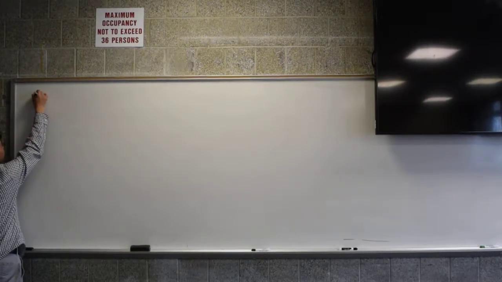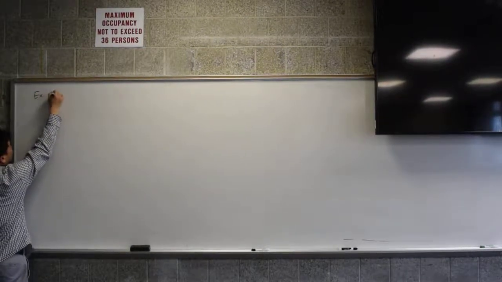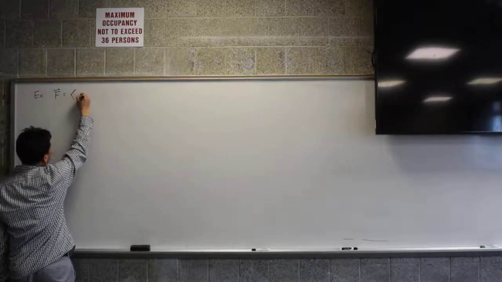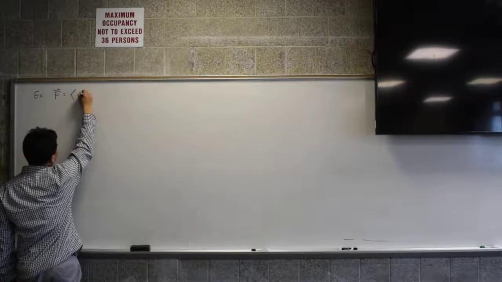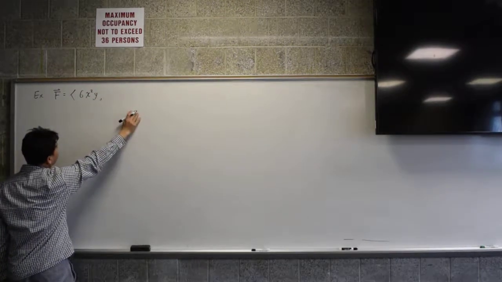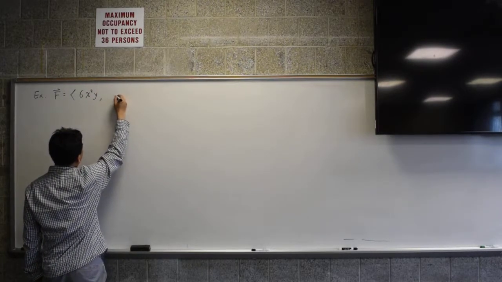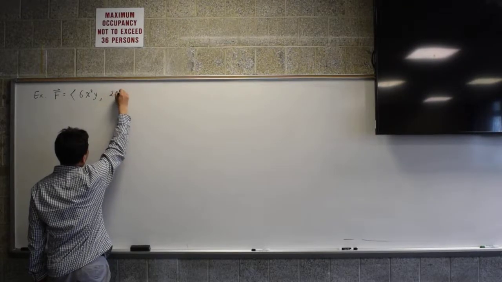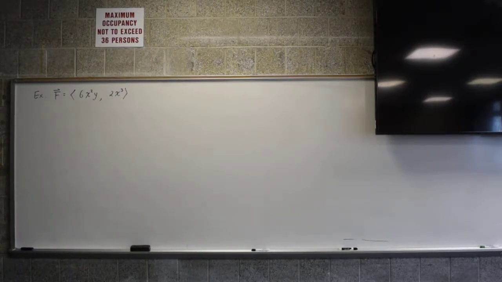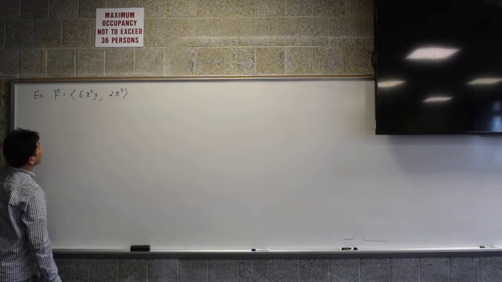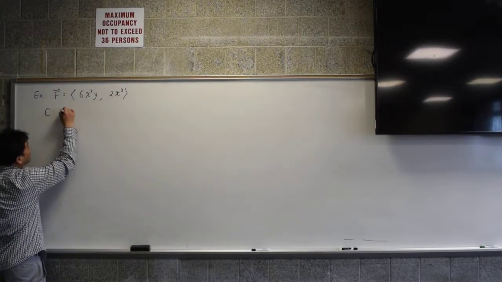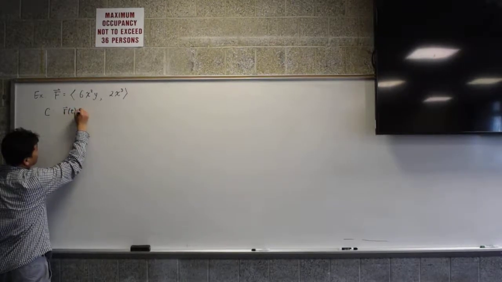So suppose you're given the following vector field F equal to 6x squared y, and then 2x cubed. Okay, let C be the curve given by the following.